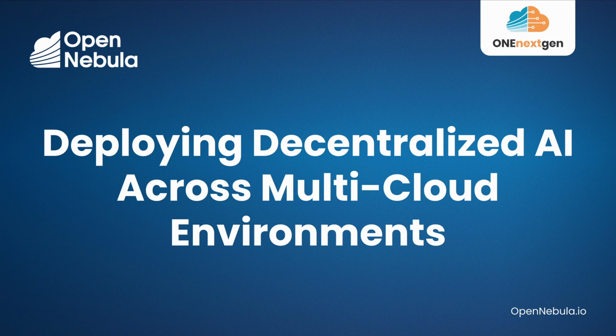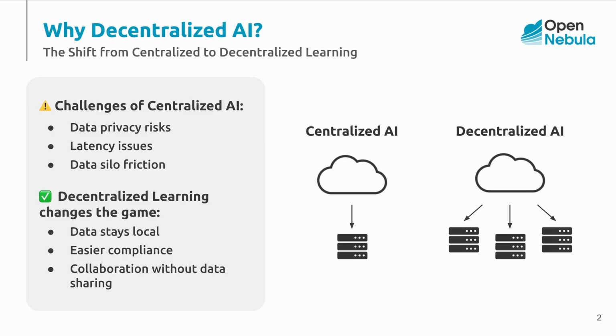In this screencast, we are going to discuss how to build and operate a multi-cloud, multi-provider environment using OpenNebula to enable decentralized AI. Traditionally, AI workloads are trained and served from centralized data centers. But as data becomes more sensitive, fragmented, and geographically distributed, that model starts to fail. Decentralized AI shifts intelligence closer to where the data is, at the edge, across clouds, or within national borders.